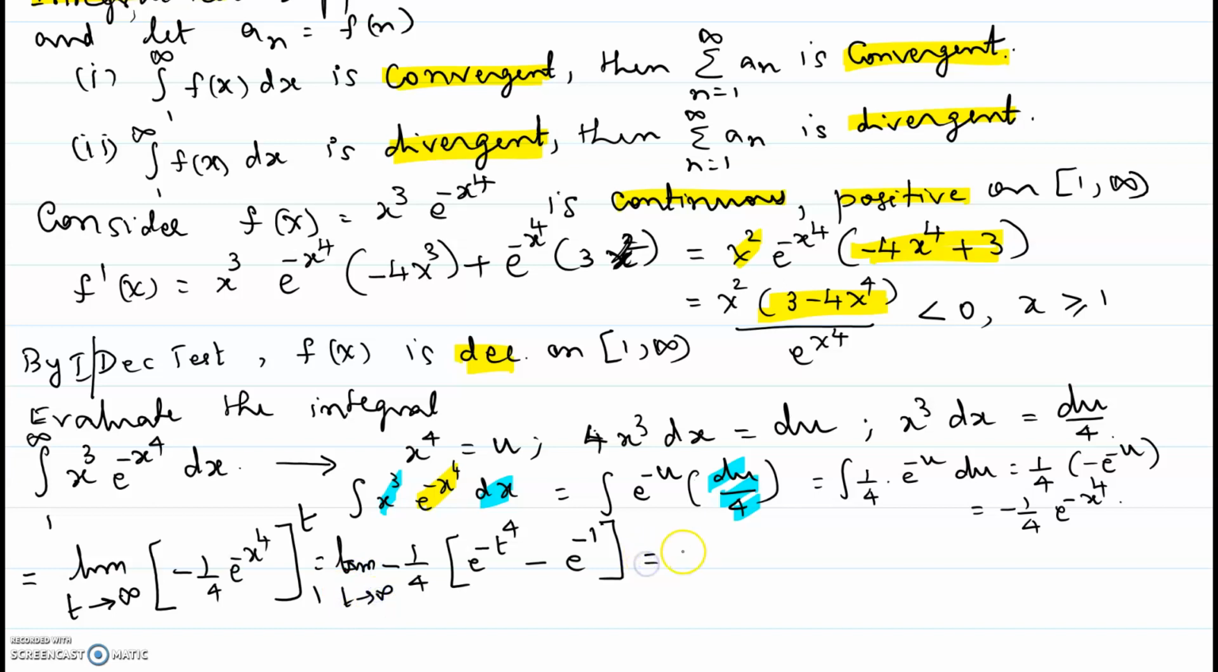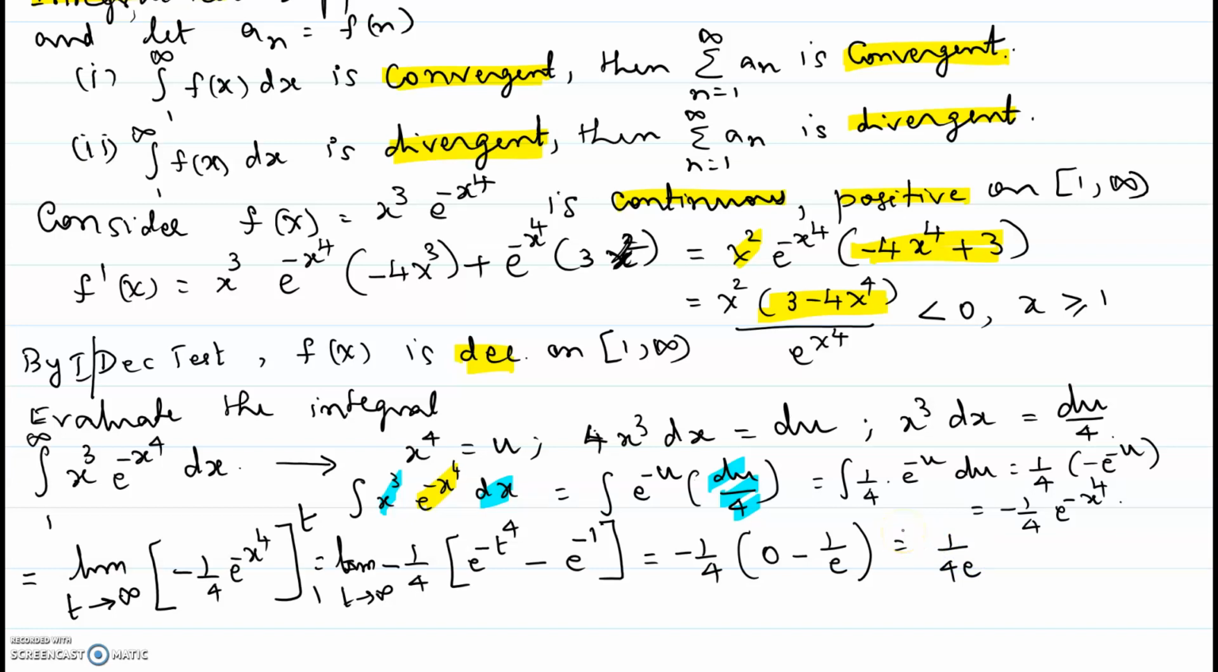So it is going to be negative 1/4. Then t is approaching infinity, so we have here e to the negative infinity, which would be 0. Then 1 over e to the negative 1 can be written as 1 over e. So the value of the integral would be negative, negative, that makes it positive. So it is 1 over 4e.